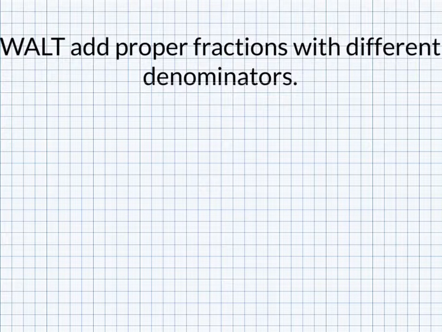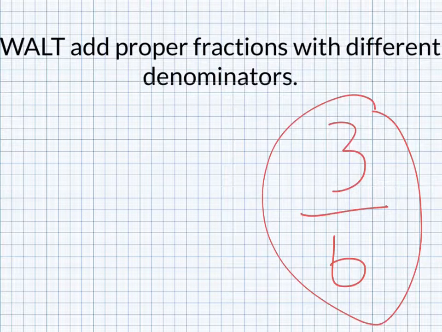Now, to quickly explain what a proper fraction is, a proper fraction is a fraction with the smaller number on top and the bigger number at the bottom. For example, here I have 3 over 6. As you can see, 3 is much smaller than 6. It is also half of 6, meaning that this is a proper fraction.